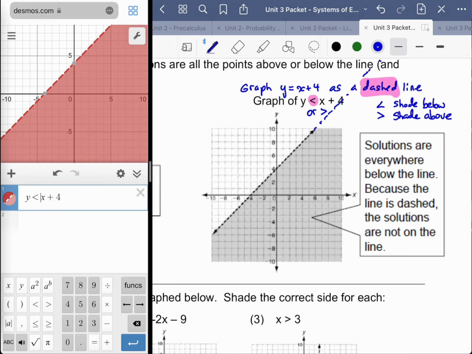Question? Well, a less than or greater than sign basically means that anything in the shaded region could be the answer. It doesn't have to be on the line necessarily. It's anything in the shaded region. Correct. And in fact, with a dashed line, your solution will not actually be on the line. It would have to be a solid line in order for that to be the case.